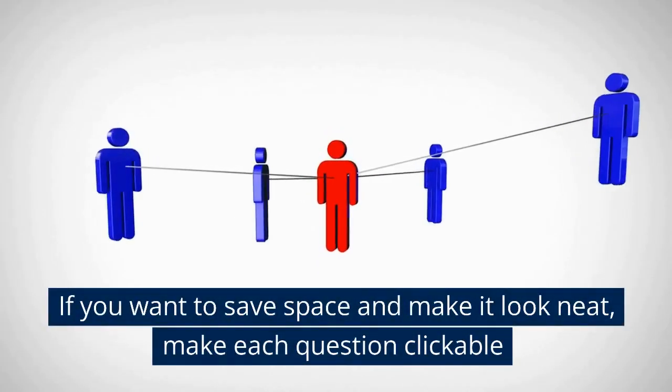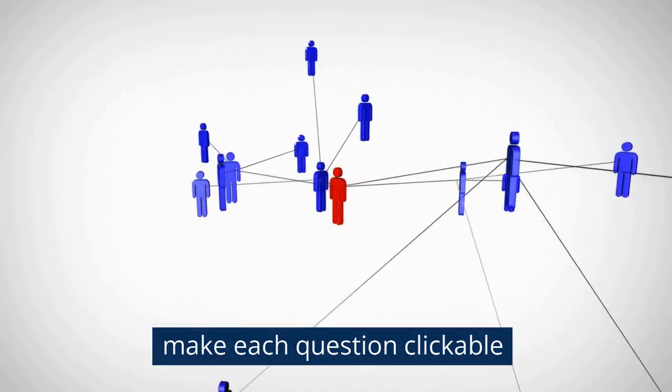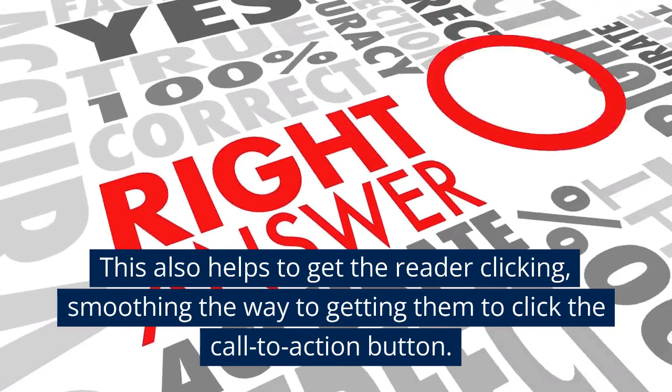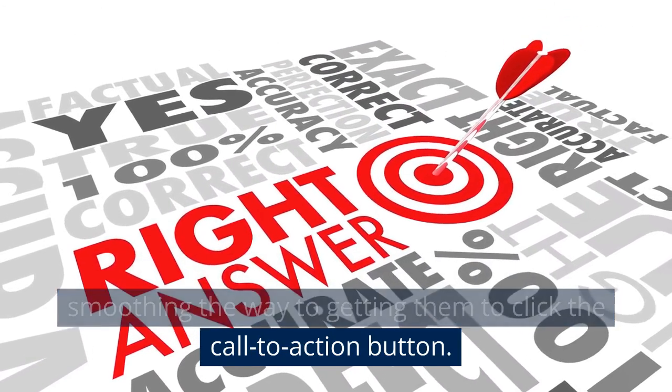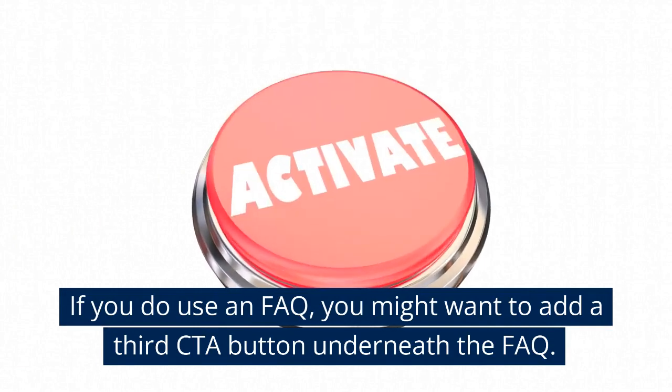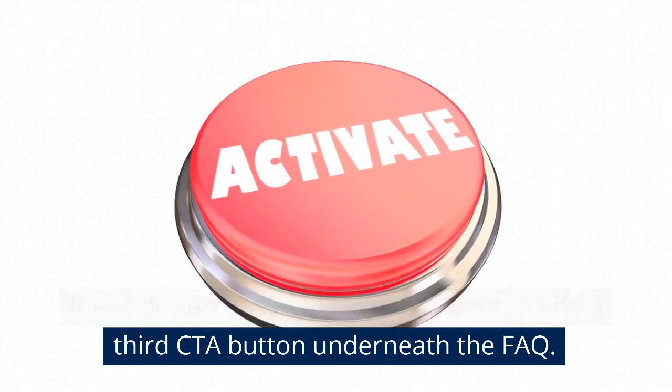If you want to save space and make it look neat, make each question clickable, so the answer appears underneath the question when it is clicked. This also helps to get the reader clicking, smoothing the way to getting them to click the call to action button. If you do use an FAQ, you might want to add a third CTA button underneath the FAQ.